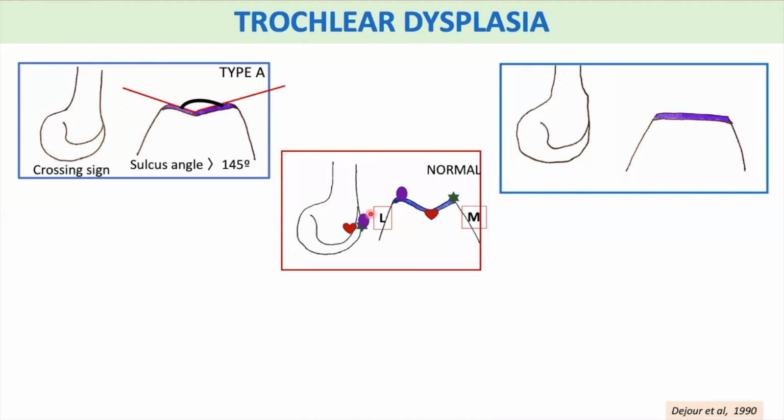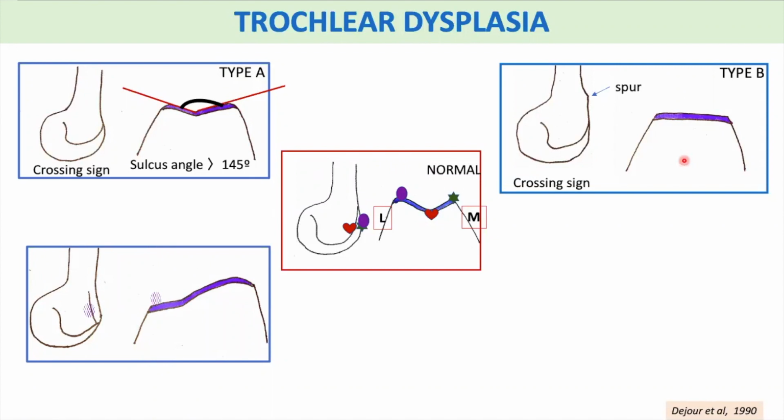And then this is type B trochlear dysplasia. Crossing sign is present here. On top of that, a spur is also present. And this femoral condyle is flat. In some cases, this may be convex. And this is type C here.